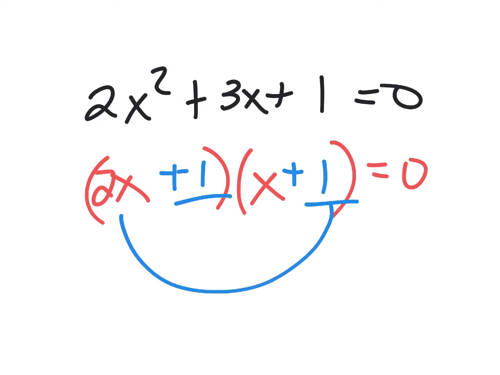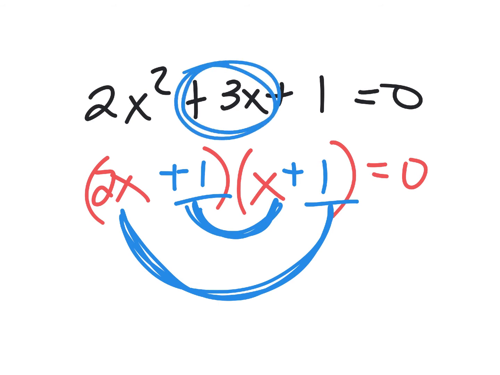So what do I get when I do the outside, Olivia? 2x. Yep. And what about the inside? And then just x. Yep. And when I put them together? 3x. And that's what I wanted. Yay. So this time, that's not the answer.